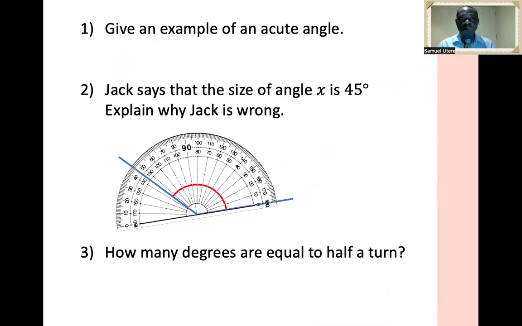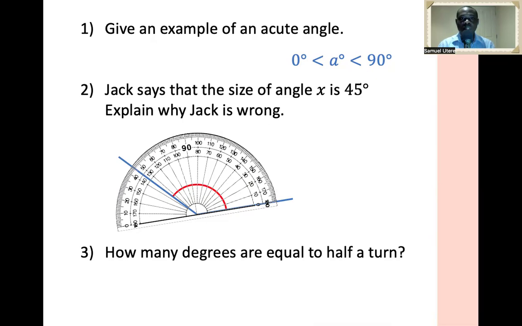Assuming you've paused the video and answered the retrieval practice questions, here are the answers. For the first one, you were asked to give an example of an acute angle. You could have given any number that satisfies this condition. An acute angle is greater than 0 but less than 90 degrees.